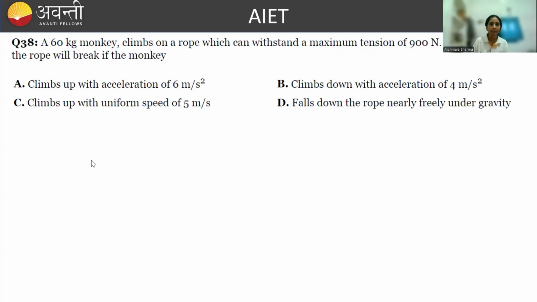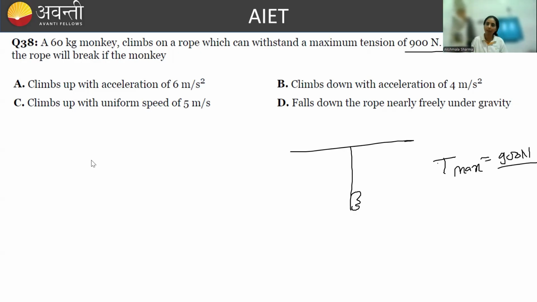Now let's look at this case. A 60 kg monkey climbs on a rope which can withstand a maximum tension of 900 Newton. Now there is a string and there is a monkey climbing. How much tension can it maximum sustain? It is 900 Newton. Beyond it, if tension arises, it will break. In which case will the rope break?